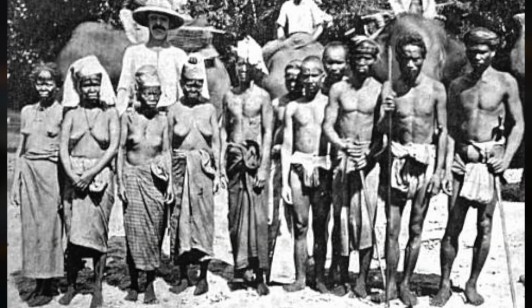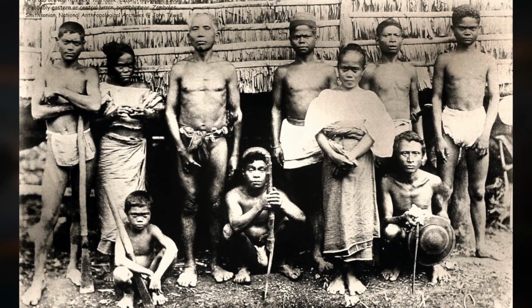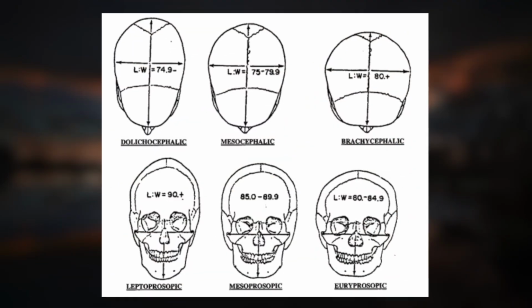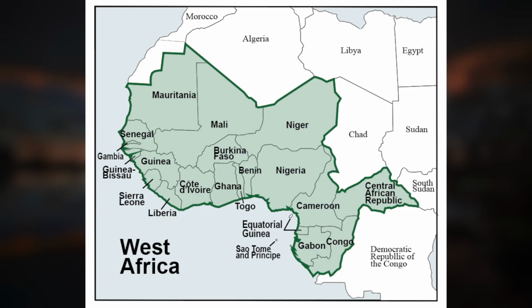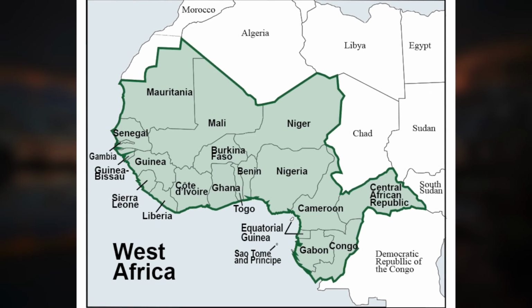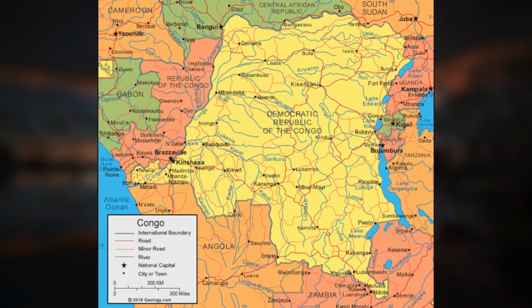The Negroids have physical features, most of which are associated with the Negritos. They are also dolichocephalic, woolly-haired, flat-nosed and dark people. They are classified into two main categories: first, African Negroes, and second, Oceanic Negroes. The pure Negroes are found in West Africa, Cameroon and Congo.